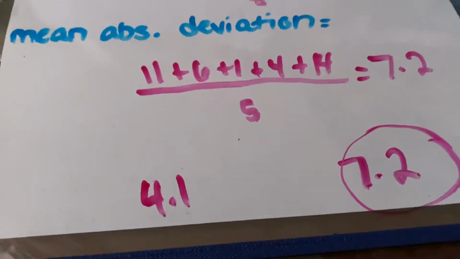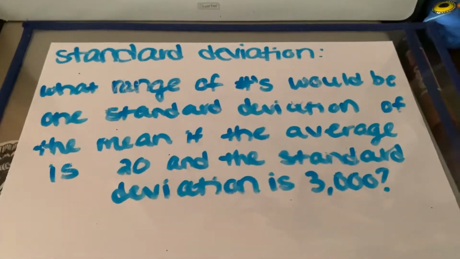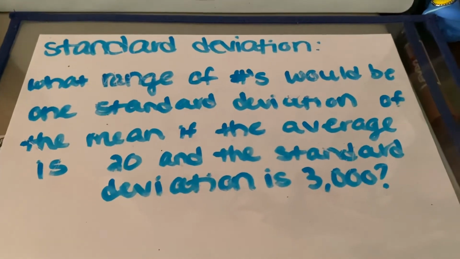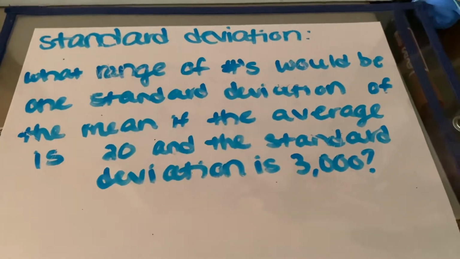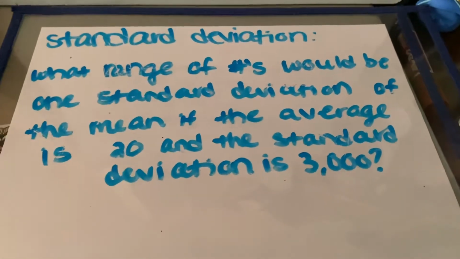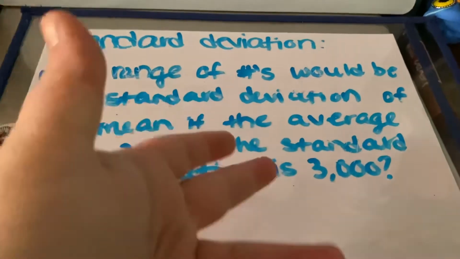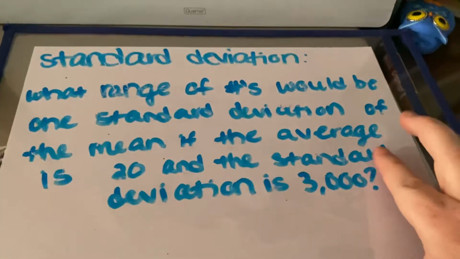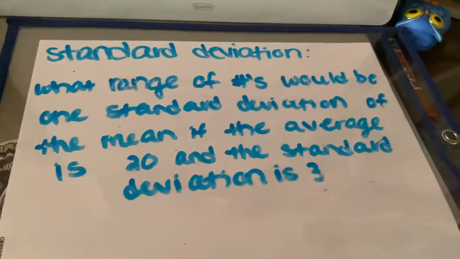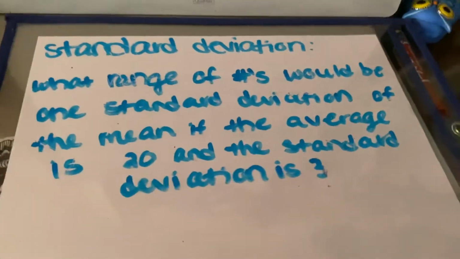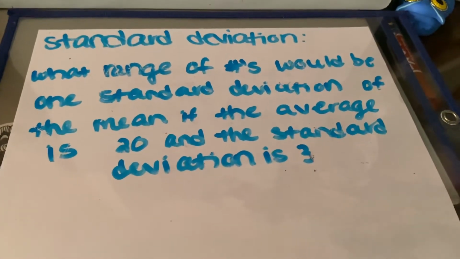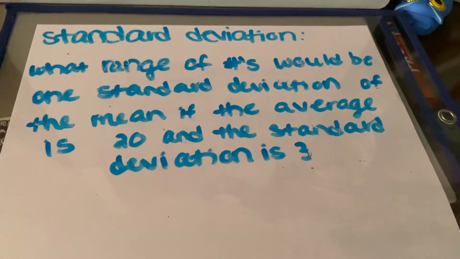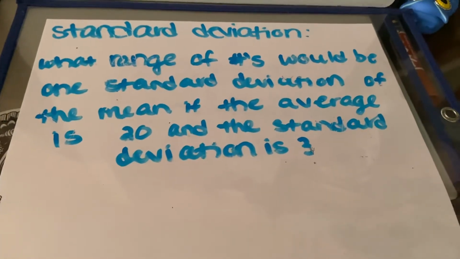Okay. So you're also going to see a couple questions that talk about standard deviation. You're not going to be asked to calculate standard deviation, but you are going to be asked, if you're given the mean and the standard deviation, how far away is 1 standard deviation. I'm going to change my question up a little bit. I changed my first number and that one didn't make sense. So this says, what range of numbers would be 1 standard deviation of the mean if the average is 20 and the standard deviation is 3.